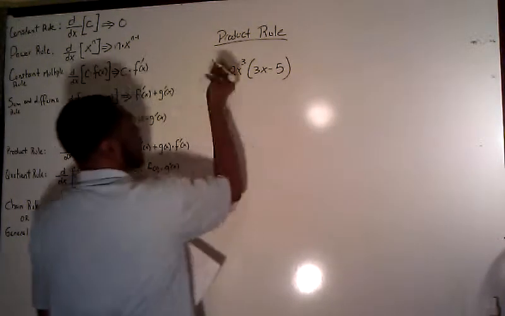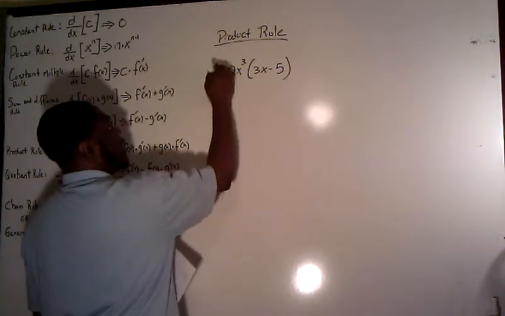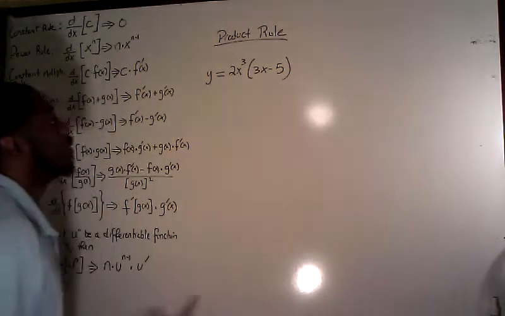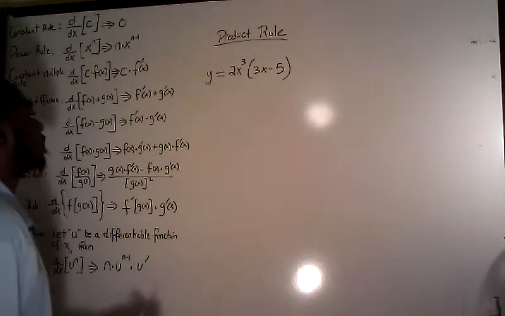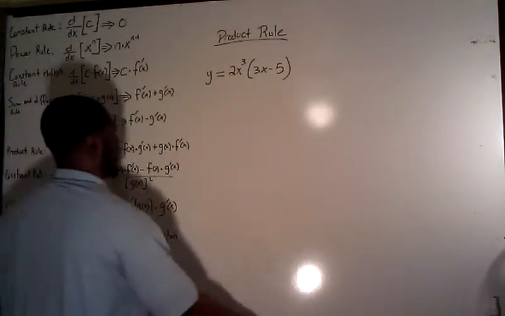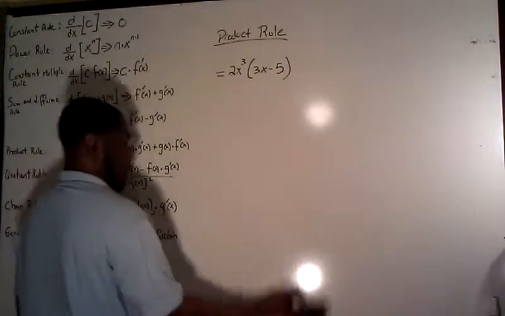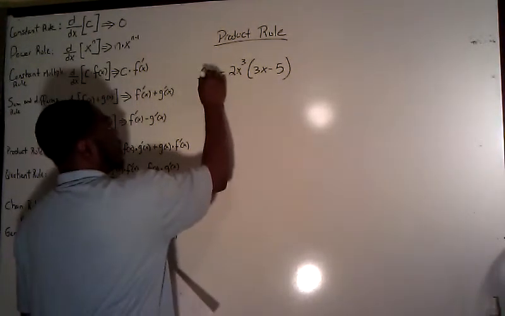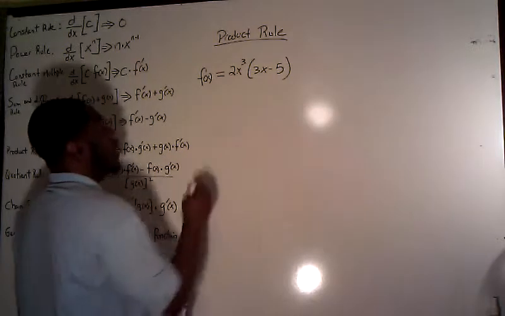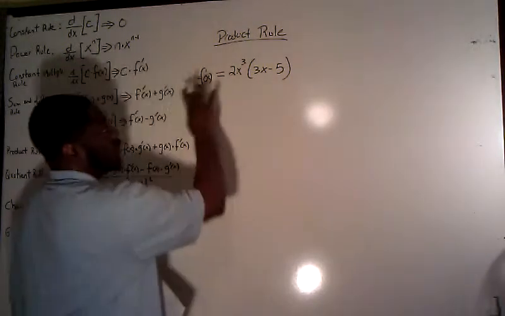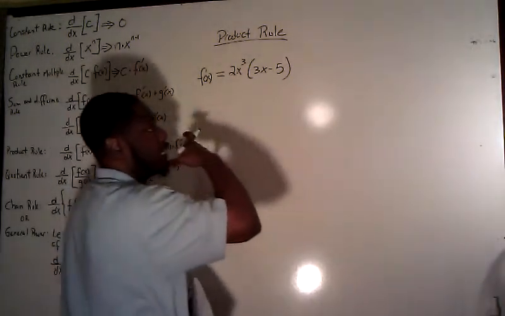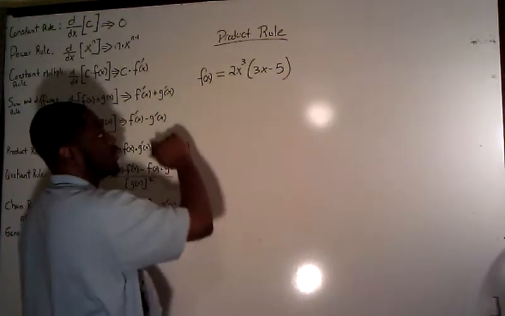Let's say y is equal to that. Well, according to the product rule, or let's call this f of x, if you want to call this f of x, it doesn't matter. All the product rule is this, and I'm going to show you what it is, and then I'm going to explain the rule to you after I show you.